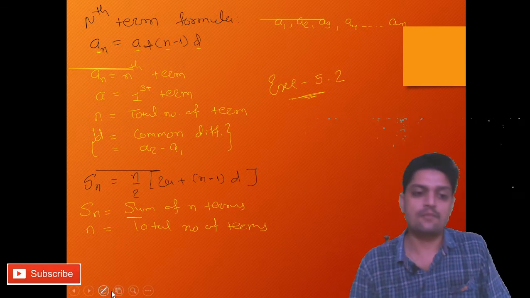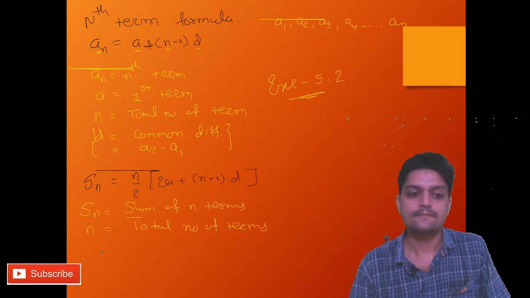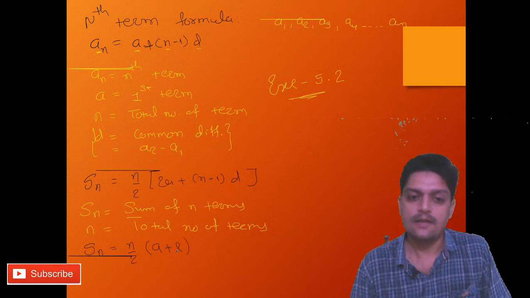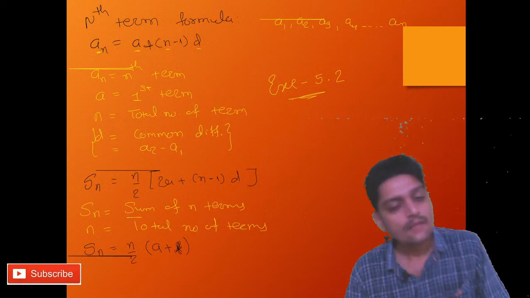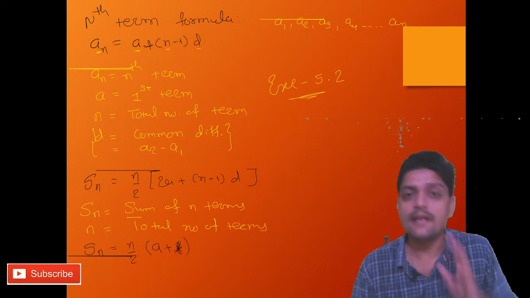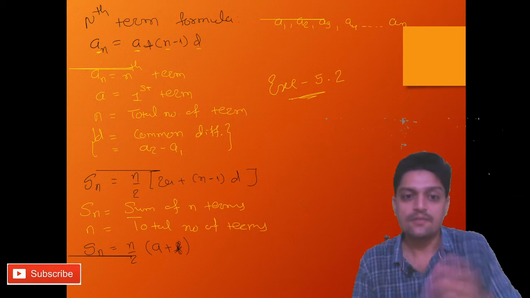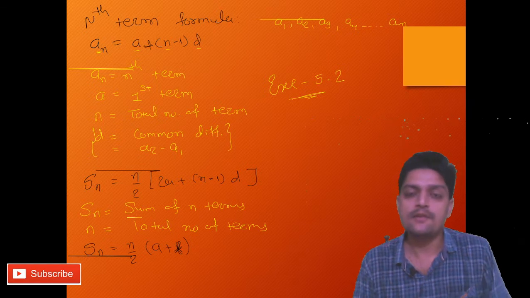The second formula is Sn equals n by 2 into a plus L. Okay, this is L. So now some students are still confused. Some students call me, sir, when to use the first formula and when to use the second formula.